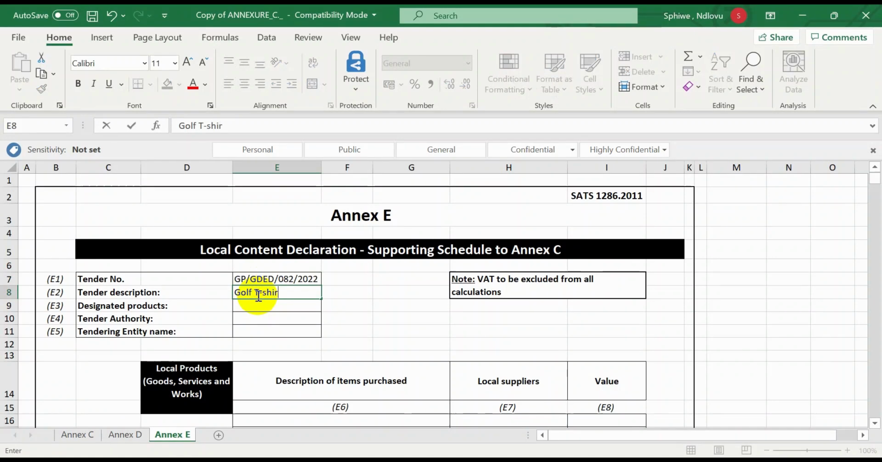Golf t-shirts. Designated product, it's clothing, textile, leather, and footwear. Tendering authority is the GDED. This is the tendering authority. The tendering entity name is Ndlovu Pty Ltd.